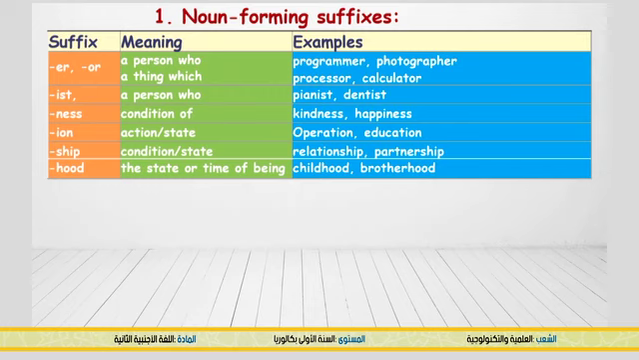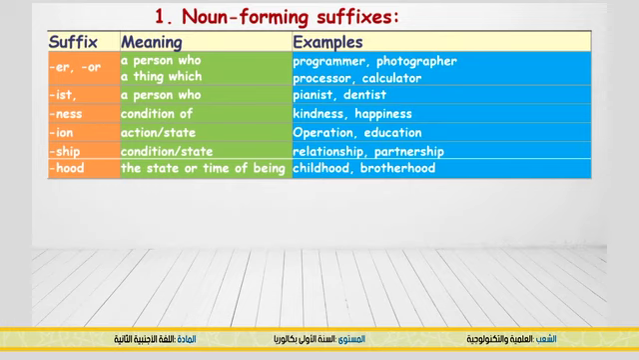A programmer is someone who programs. A photographer is someone who takes pictures or photographs. A processor is an object or a chip that processes information, the one we find in computers. A calculator is a machine that calculates, so it's a thing, an object. IST, the meaning here is a person who. Examples: pianist, dentist. More examples: psychologist.